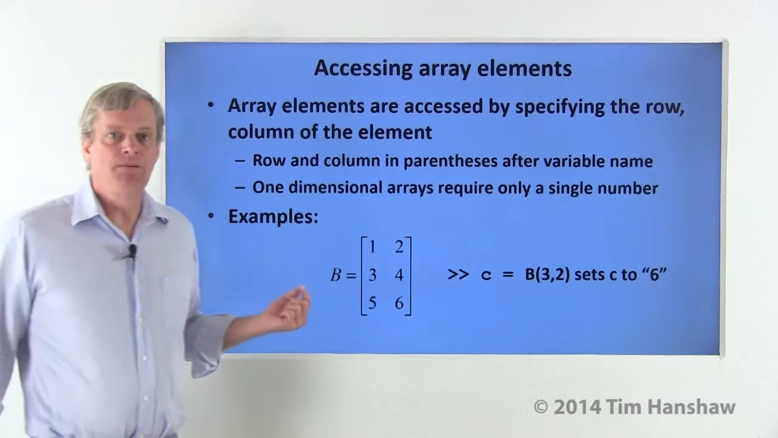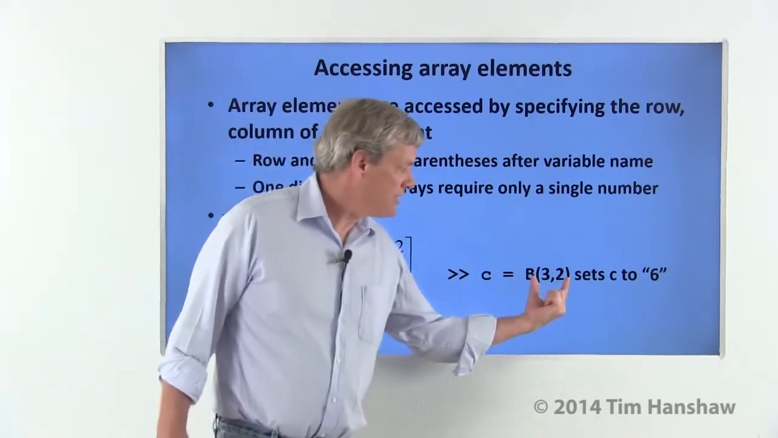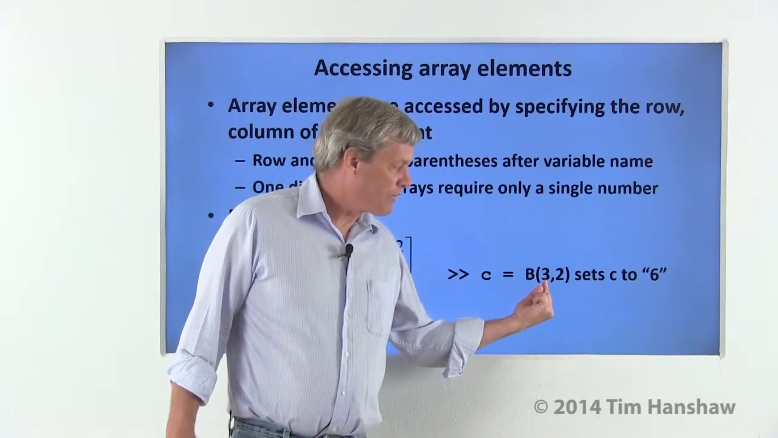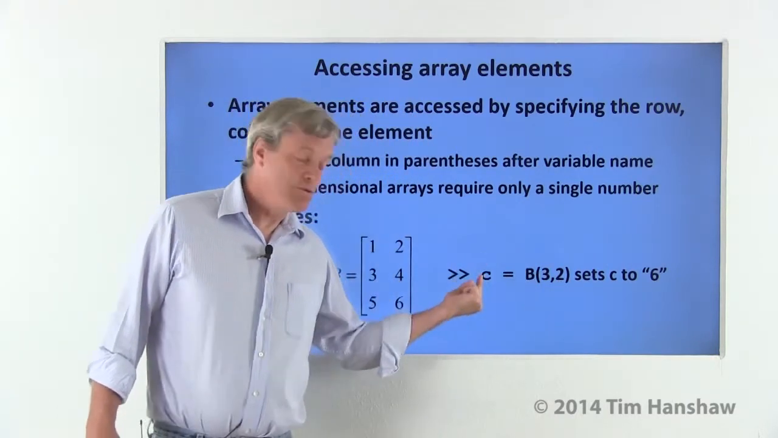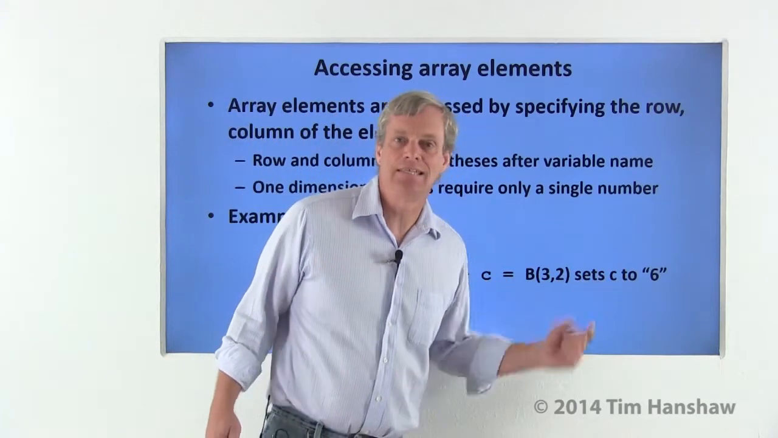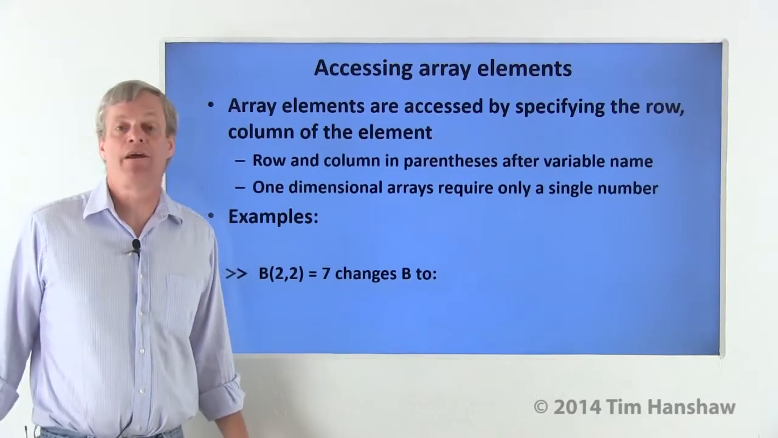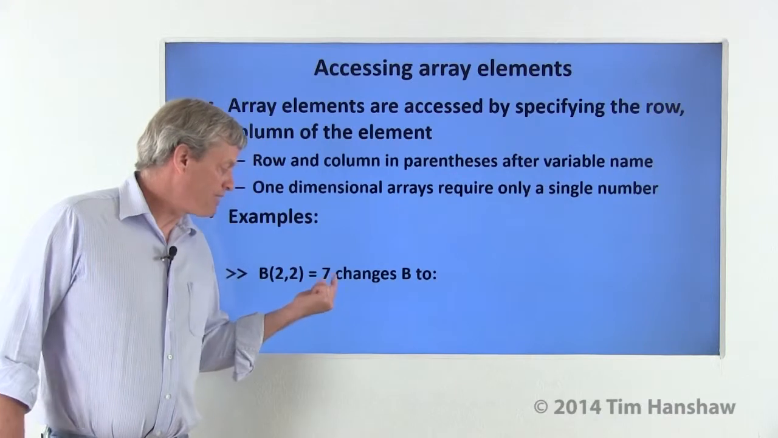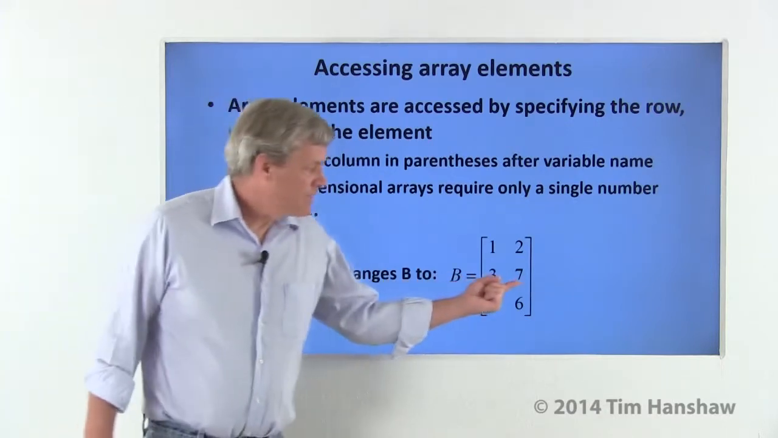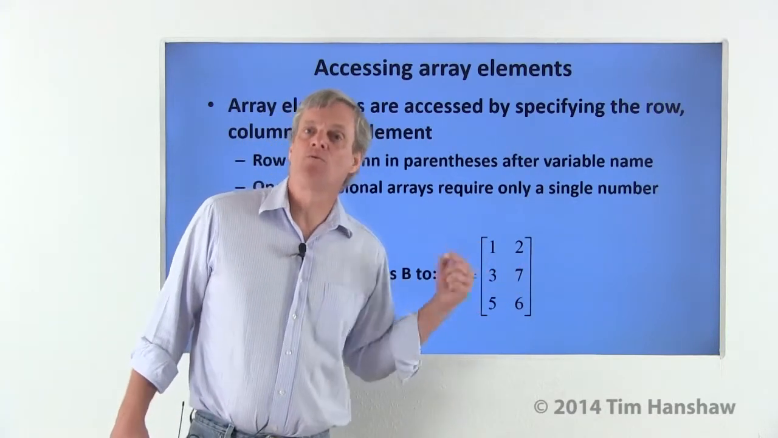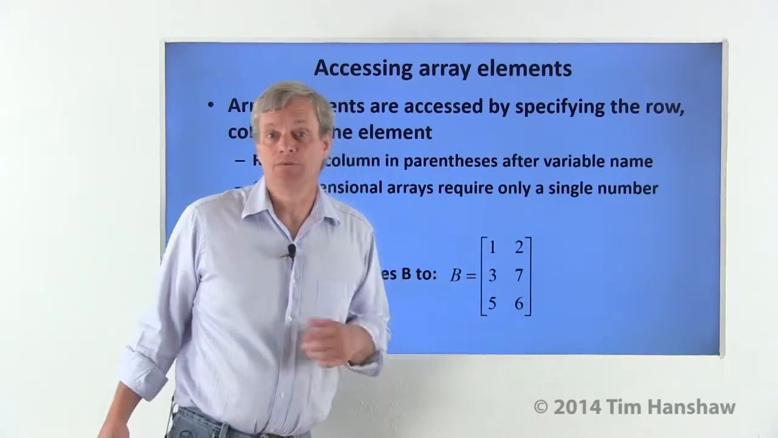I can extract the element of B that's in the 3rd row and the 2nd column, this 6, by using this notation, B of 3, 2. This becomes a 6. I use the assignment operator to assign that number to C, so this sets C to 6. I can also assign values to specific locations in the array as well. For example, I can assign the number 7 to the element of B that's at the 2nd row and the 2nd column. This puts a 7 in this location here, replacing what was previously at that location. All the other elements of the array are unaffected though.